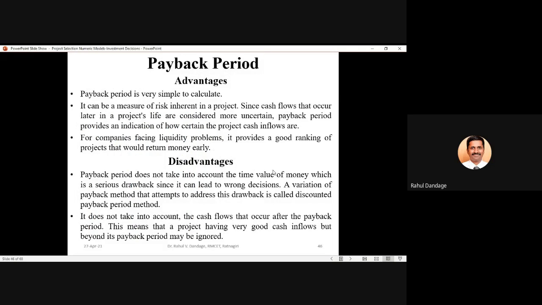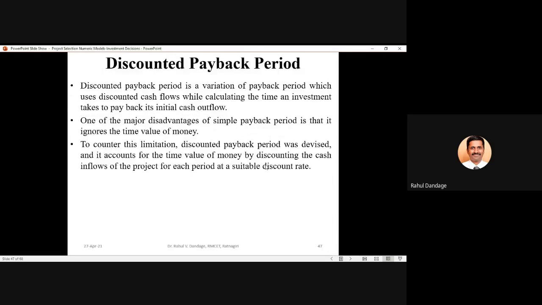Advantages: payback period is very simple to calculate. It can be a measure of risk inherent in a project. Since cash flows that occur later in project life are considered more uncertain, payback period provides an indication of how certain the project cash inflows are. Obviously, there are certain disadvantages. Time value of money is not taken into account, and that is a serious drawback, because of which this method is very rarely used.